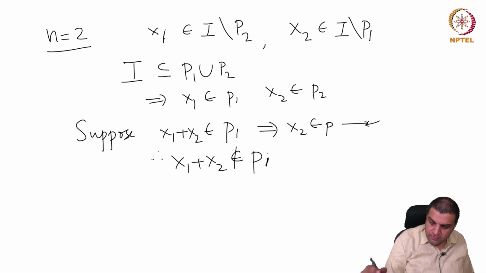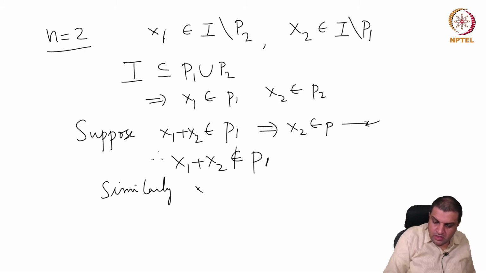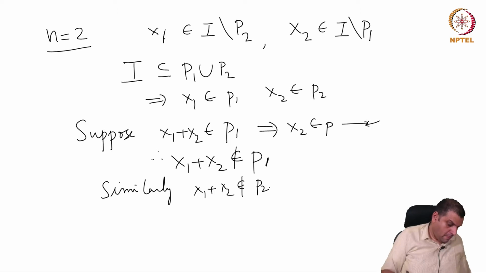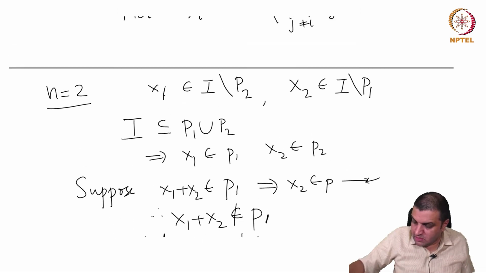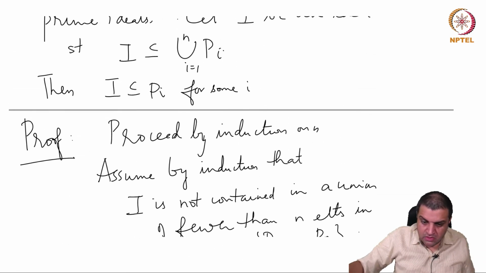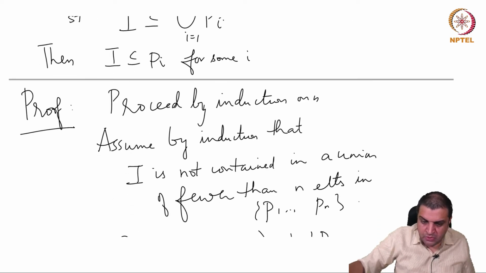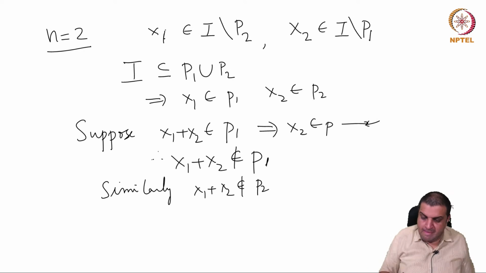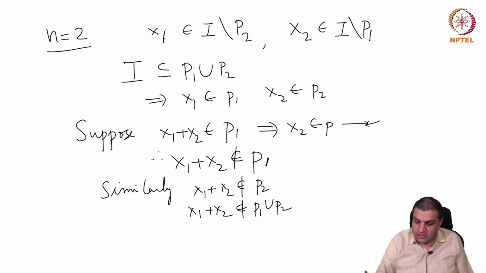Similarly, x1 plus x2 is not inside P2. Okay. So what is the conclusion? The conclusion is that if I is not inside P1 and P2, I is not in the union. So x1 plus x2 is not inside P1 union P2, and it is inside I. So this is the conclusion.